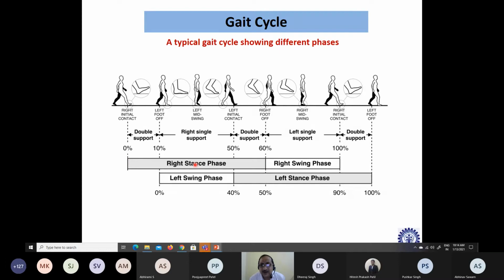And within this stance phase, be it right or left, there is double support, where both legs are touching the ground at the same time. Then there is single support, either left or right, and it is followed by a double support. Okay, so if you look into this figure, try to read the figure first from the point of view of one leg, so either right or left, then it will be much clearer to you.